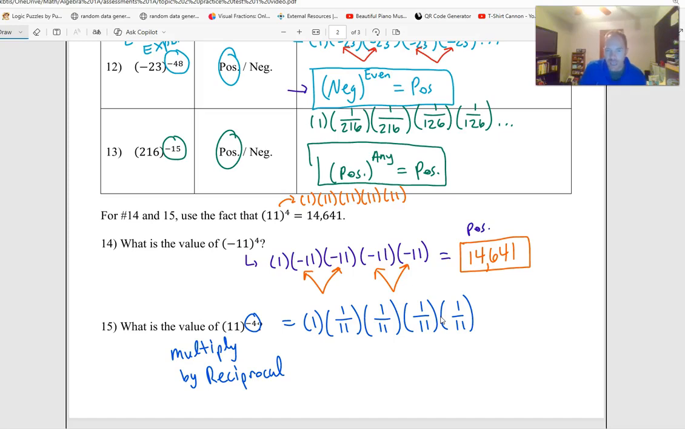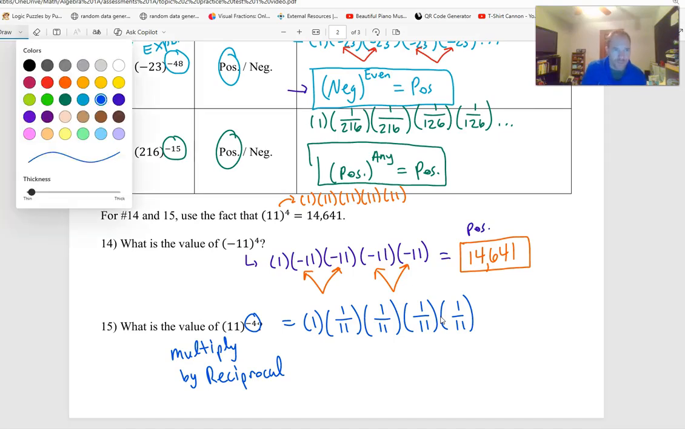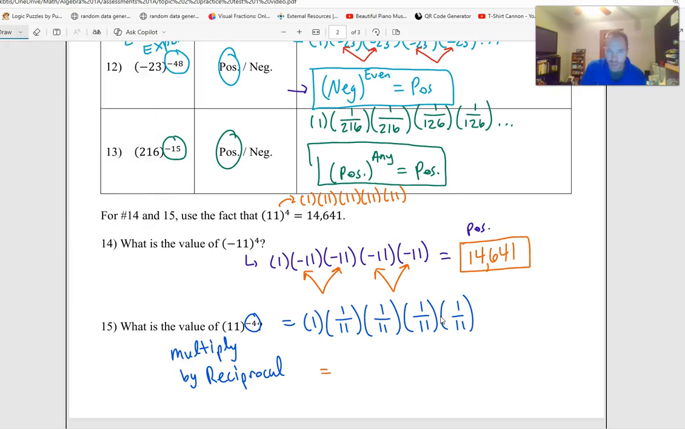Well, let's see here. Multiplying these fractions, the numerator would just be a 1. In the denominator, oh, I don't get to use a calculator, but it'd be 11 times 11 times 11 times 11 in the denominator. And you might go, well, wait a minute, we did that already. We had that up here. That was the given, 11 to the fourth. So it's 1 on top and then that 14,641 on the bottom. And there you go. That's it for number 15.